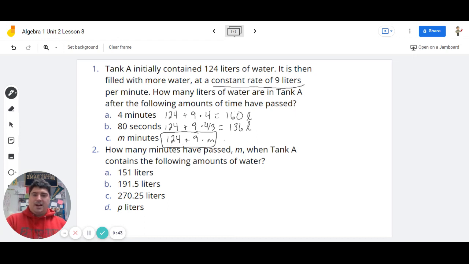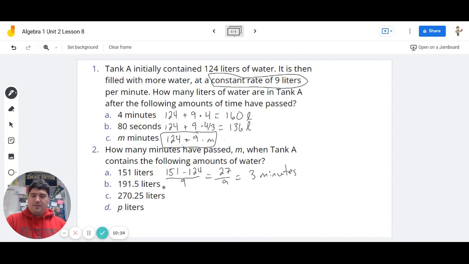The rate is 9 liters per minute, and we found the number of minutes. So now we're told what this number is, but we need to find out how many minutes have passed here. So we can say that it's going to be 151 minus 124, all divided by 9. Okay, so 151 minus 124 is 27, divided by 9. That's 3 minutes.